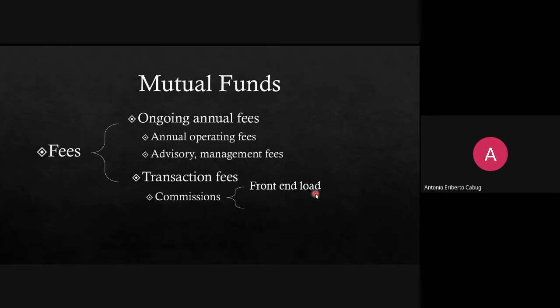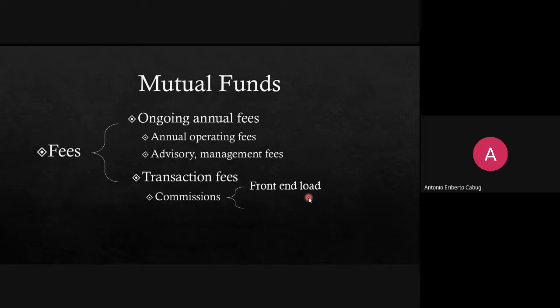Front-end load happens, when does it happen? At the time money is put into the mutual fund company. When the investor will buy the mutual fund share, in other words, the investor will put money into the company, that investor will have to pay front-end load if it is based on such. Okay?